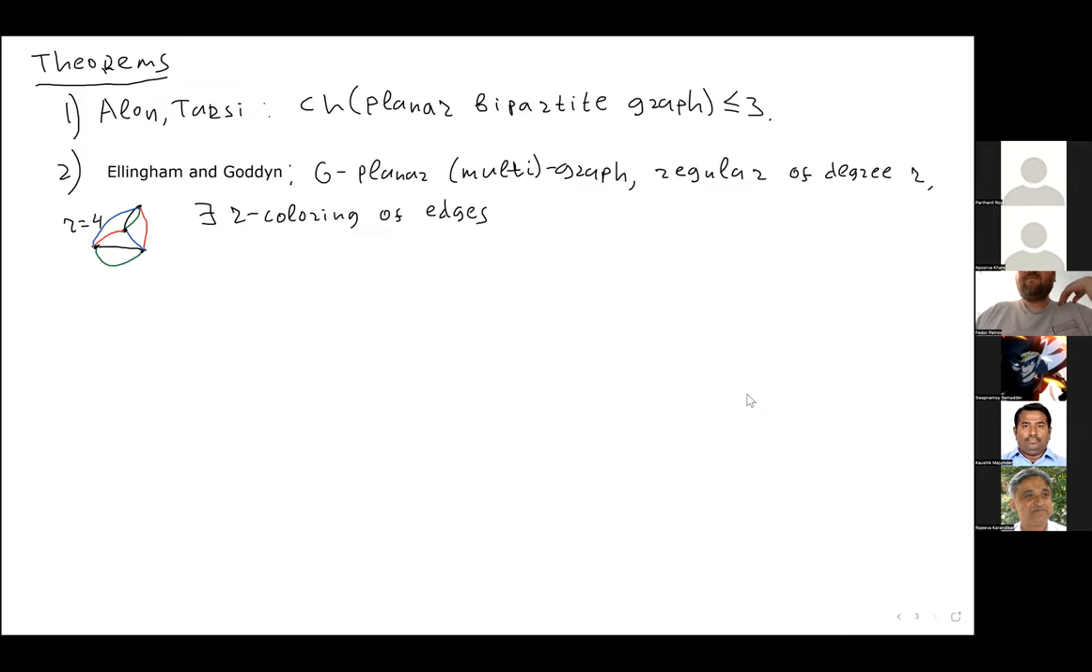Then the choice number of the line graph of G, so let me write just edges of G, equals R. So in this case, the choice number equals the chromatic number of the edges of G, because of course we cannot use fewer than R colors for coloring edges properly, right? Just look at any vertex. So as I promised, there is an example of the list coloring conjecture, which is proved using the polynomial method.